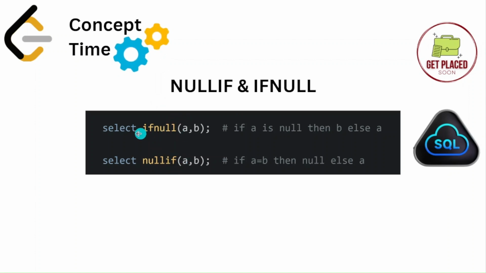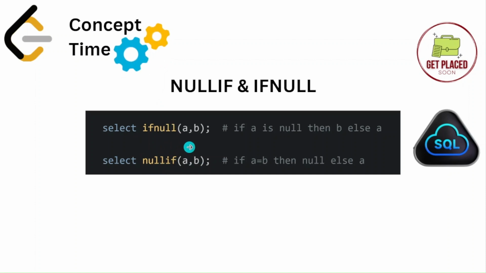Here we are selecting IFNULL and we have a and b parameters. The expression a is already null. So if a is null, put the result as b. Here in NULLIF, if a is equal to b, then put the result as null. I hope you understood the difference between IFNULL and NULLIF.